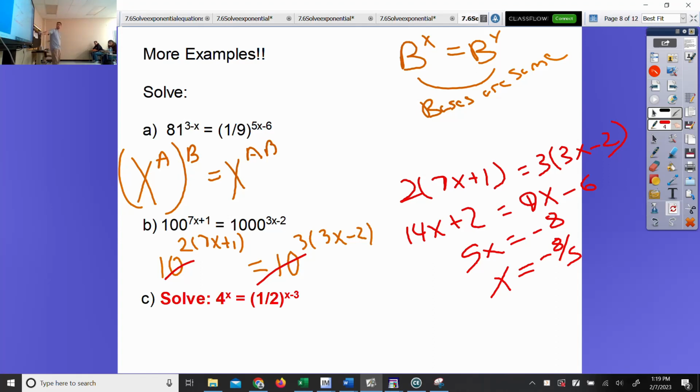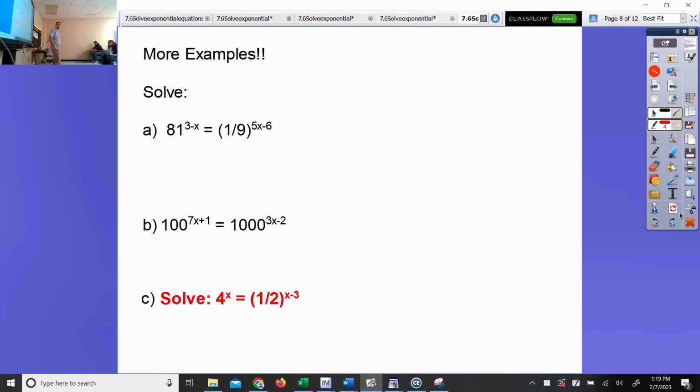You look at example A, which is the next one we'll do. The bases you're given are 81 and 1/9. Focus on the 81 and the 9. What's a common base for an 81 and a 9? 9, right? How do you make an 81 with a 9? 9 squared.